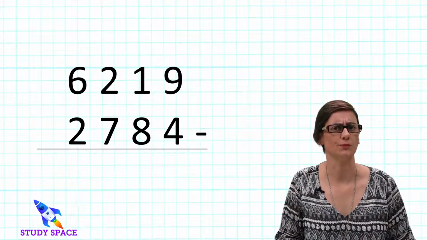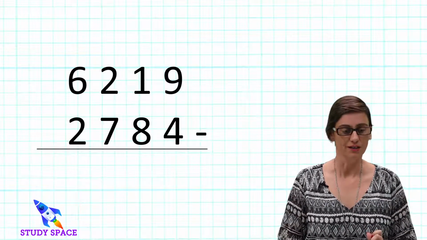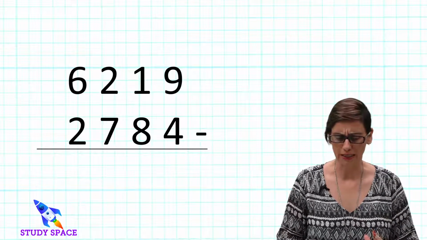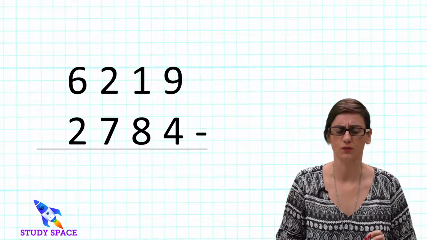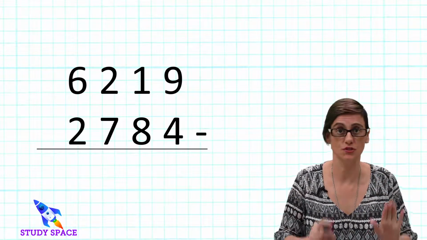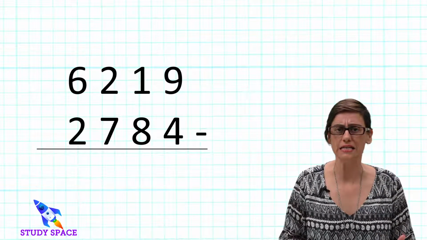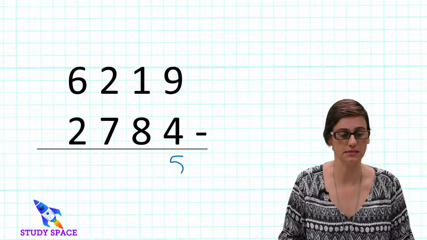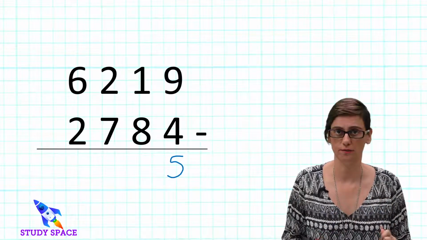Let's try a harder one. This one looks a bit tricky, boys and girls. Let's have a closer look. Okay, so the question is 6,219 take away 2,784. All right, let's have a look at our ones column. So just the ones column. So the question's asking me 9 take away 4, which is 5. So I write that underneath that column.